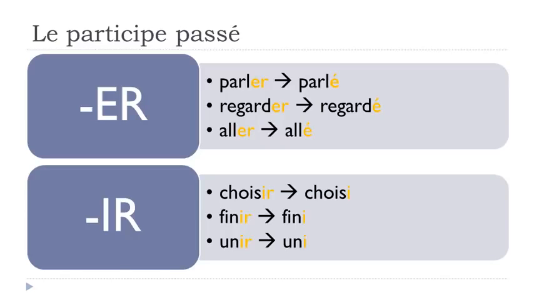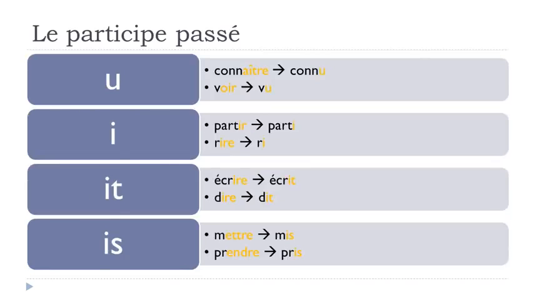But the third group is a bit more tricky, so we saw a few examples. Like this one, aître will become u: connaître, to know, connu. Oir, voir, to see, will become u, vu. Ir, so even if partir doesn't belong to the second group, it will behave the same way, it will become i: partir, to leave, parti. Rire, ire, same thing here, will become i. Rire, ri.